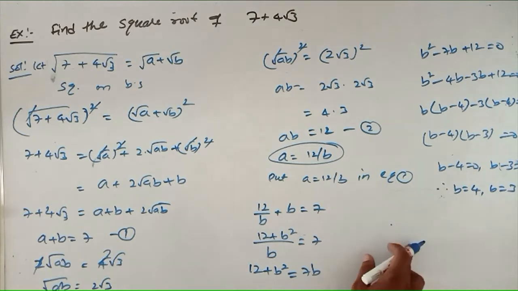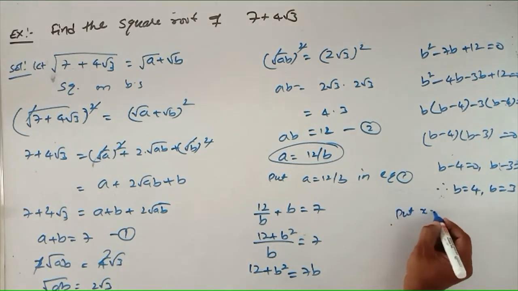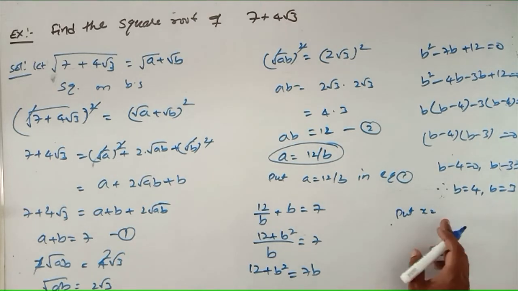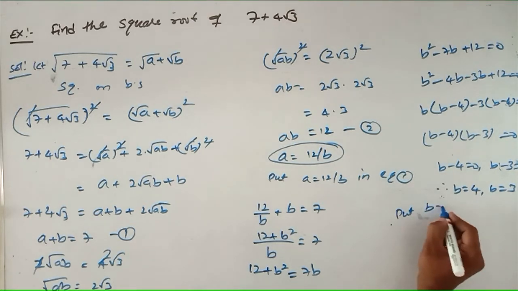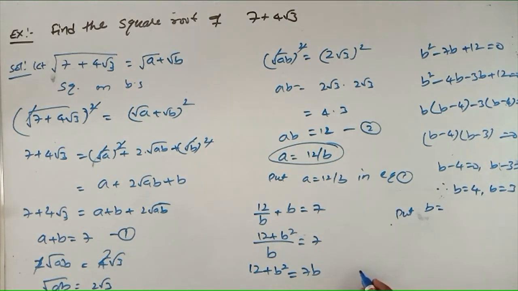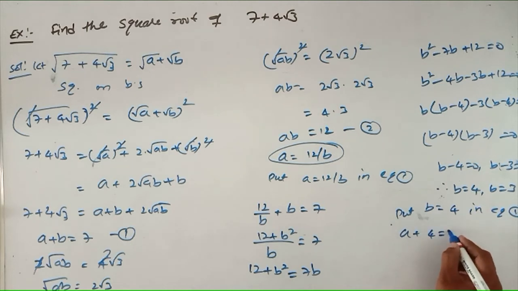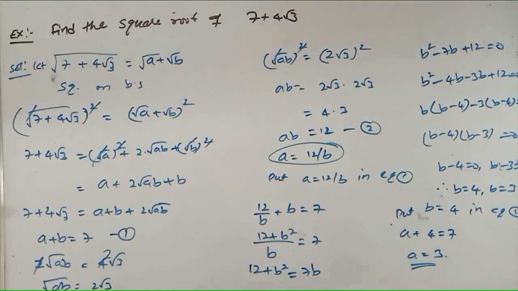Substitute any one value in this equation. Put x equal to, put b equal to 4 in equation 1. Now that is a plus 4 equal to 7, then a equal to 3. So in this way we need to solve the problems.